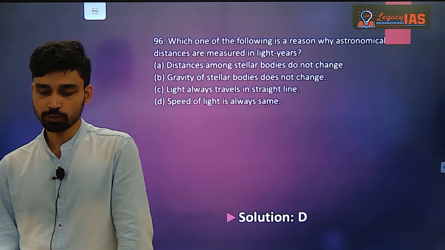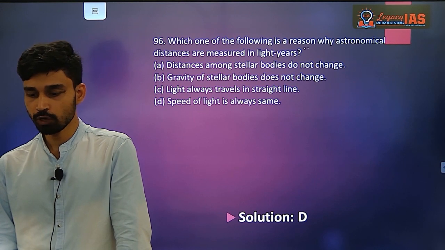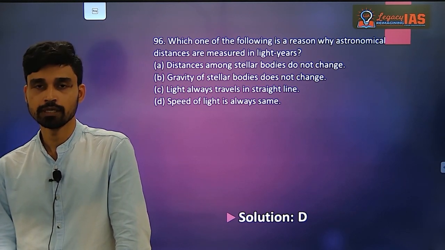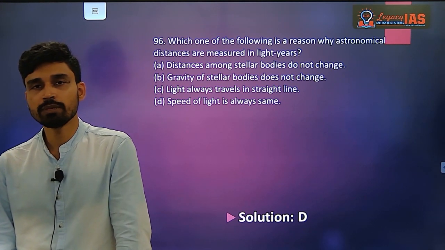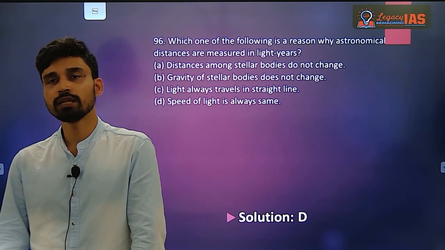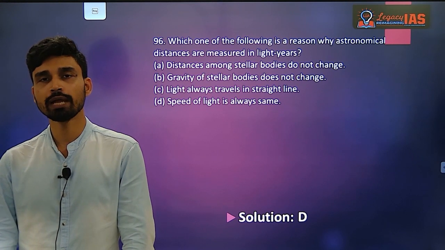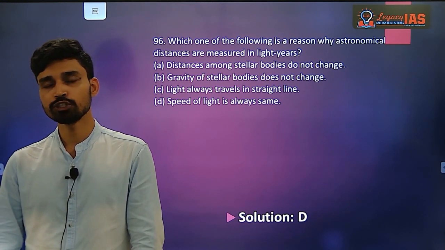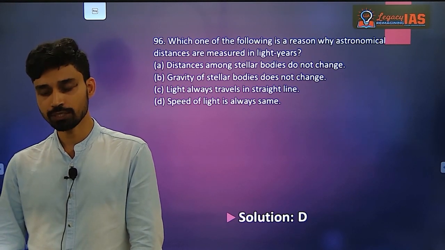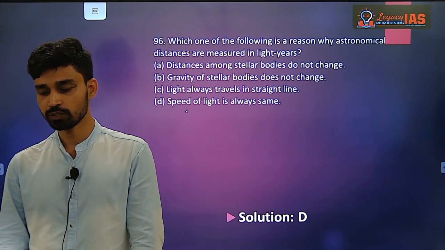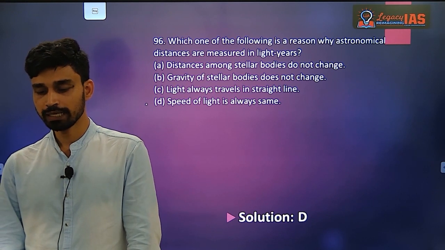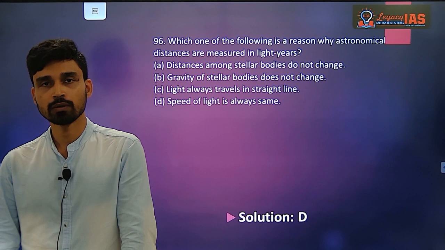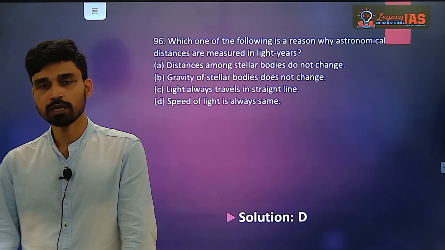Then the last question, the 96th question, is: which one of the following is the reason why astronomical distances are measured in light years? The reason is that the speed of light remains the same. It does not matter where you are calculating the speed of light. And also, as it travels at a very high speed, if you are talking about gigantic distances, it is much easier to calculate such distances with respect to the speed of light. So the correct option will be D, that is, the speed of light is always the same and it is much easier to calculate the gigantic astronomical distances.